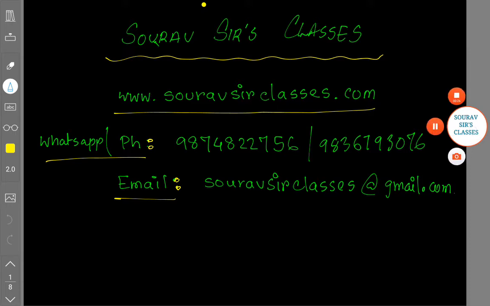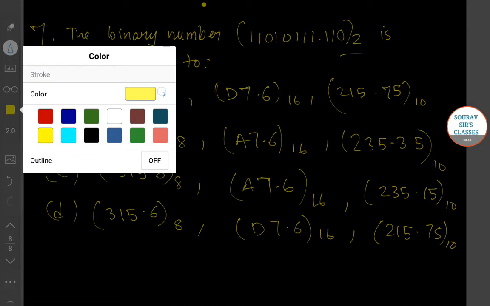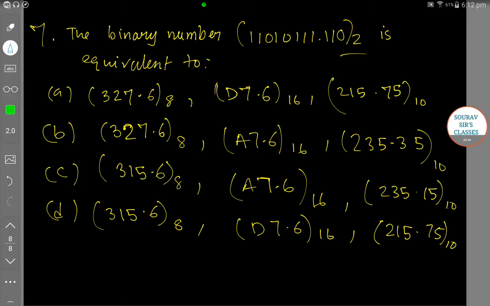So moving on to the questions, we will be solving some BCA questions. We have question number 7 in hand. The binary number 110101111.110 in base 2 is equivalent to, so these are the four options given to us. Checking the options, we can see that there are basically three bases to which we have to convert this base 2: octal, hexadecimal and decimal.